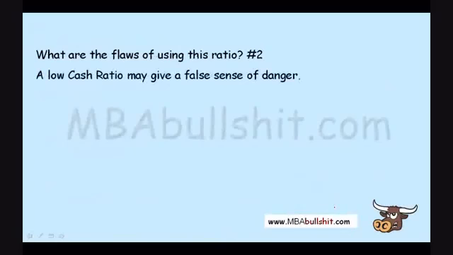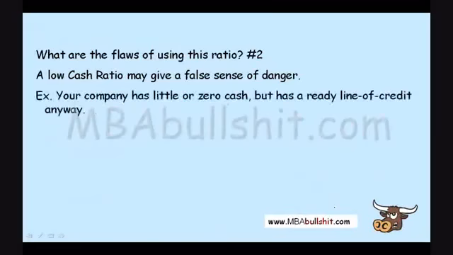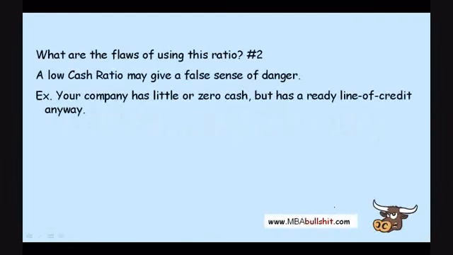So what's another flaw of this ratio? A low cash ratio may give a false sense of danger. So an example, let's say that a company doesn't have much cash, but has a ready line of credit from banks anyway, meaning it has a standing agreement with banks which allows the company to borrow cash anytime it needs the cash. It can borrow money from the bank quickly and easily and almost automatically.